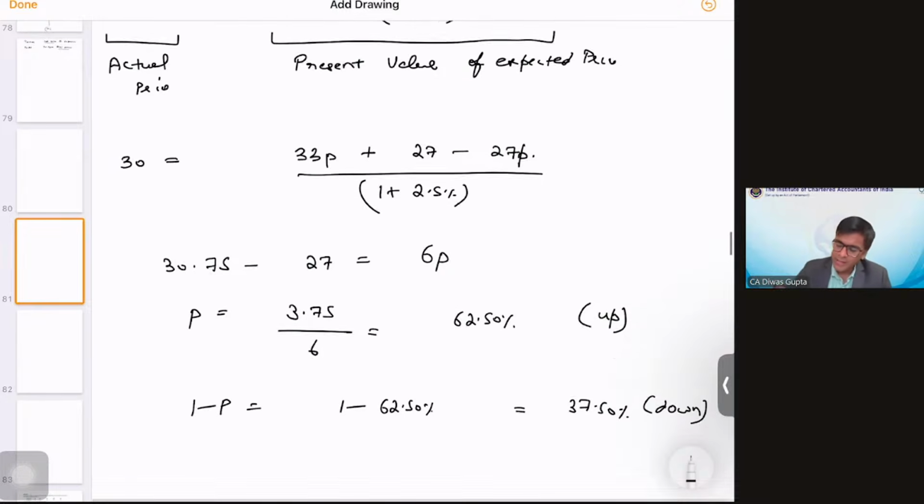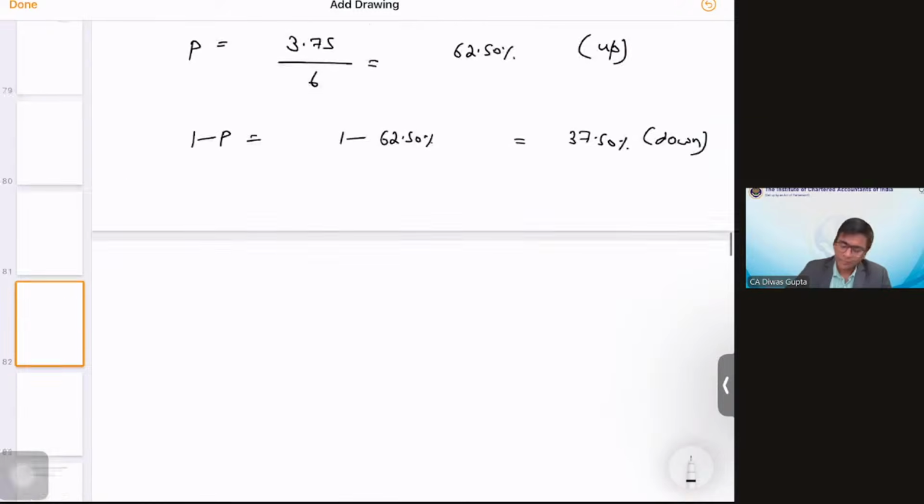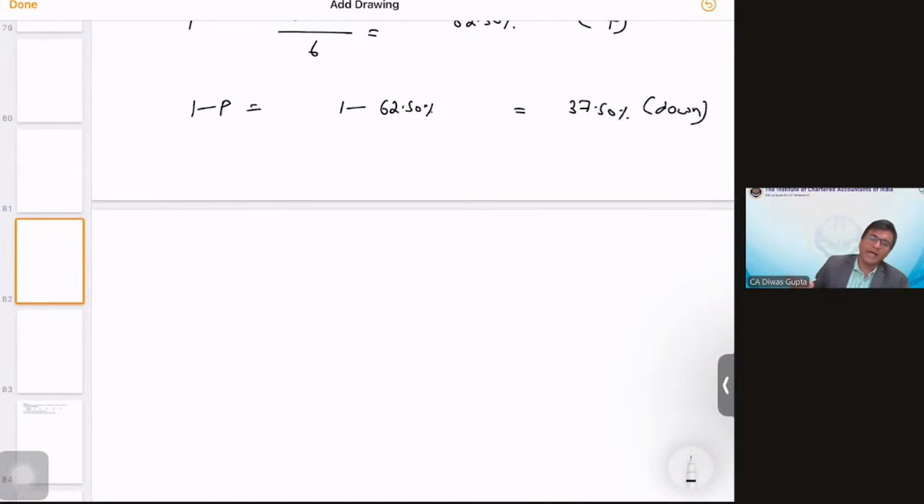Clear, students? I hope the binomial method is now clear. And the last step left in the binomial method is the valuation of the option, right? Because till now we have calculated the different probabilities and the weighted average premium on maturity. Now we have to calculate the value of the option as on today.